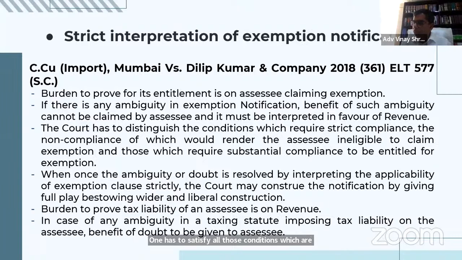So suppose one is not satisfying, say, either A, B or C, D, but is satisfying 3 out of 4 or 2 out of 4, then obviously the benefit of the exemption will not be given. But once the 4 conditions are satisfied, and in addition to that, there are some procedural formalities to be completed to get the benefit, and there is some infirmity or default in compliance with the procedural condition, then the liberal construction will have to be adopted and the benefit will go to the SSE.